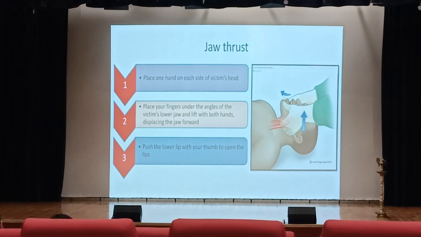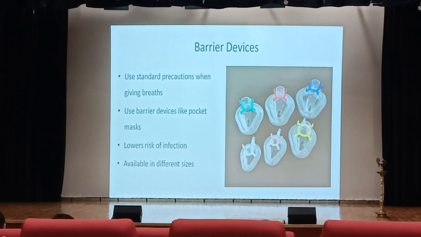So for jaw thrust, again, there are 3 steps. First is place one hand on each side of victim's head. For this, you'll have to stand at the patient's head end. Next is place your fingers under the angles of the victim's lower jaw and lift with both hands, displacing the jaw forward. Third is push the lower lip with your thumb to open the lips. After all these steps, we can provide an adequate jaw thrust.